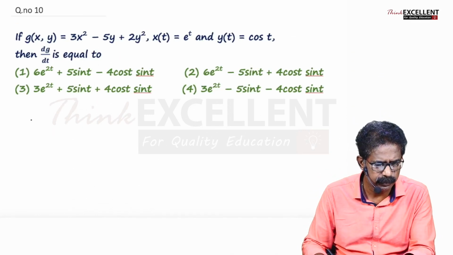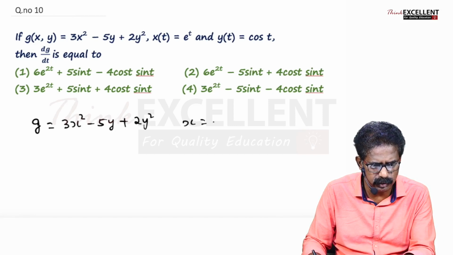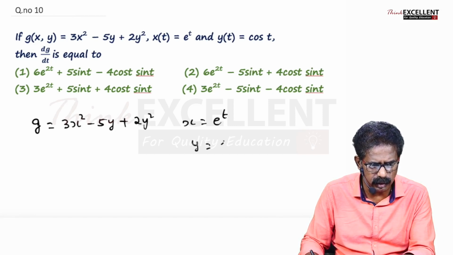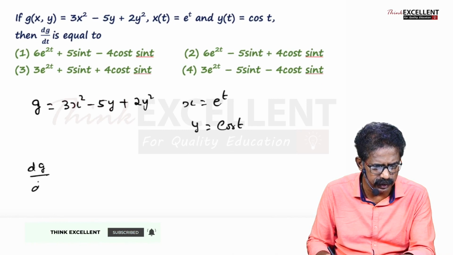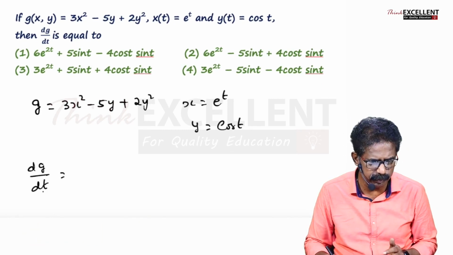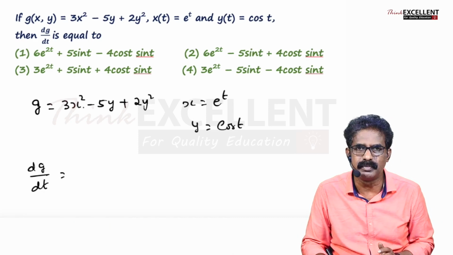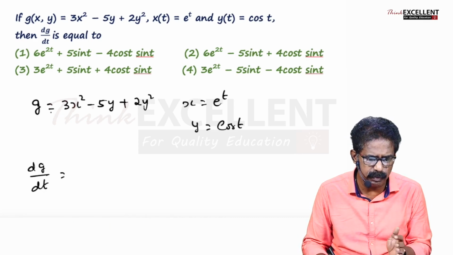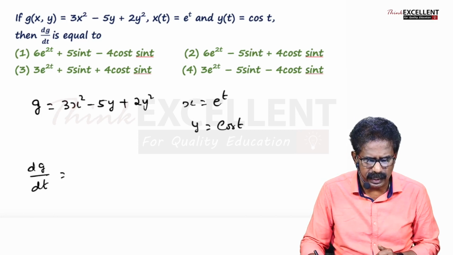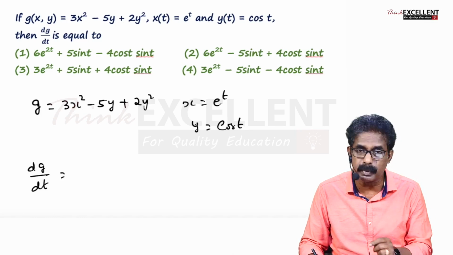Now question number 10. g of x, y, g equal to 3x square minus 5y plus 2y square, x equal to e raised to t, y equal to cos t. So what did they ask to find? dg by dt, right? Please listen here. dg by dt means you have to differentiate g with respect to t. But here g is not a function of t. g is a function of x and y, two variables, so you can find only partial derivatives. You can find dou g by dou x, dou g by dou y. x is a function of t, a single variable, so you can find the total derivative, right? So you can find dx by dt and dy by dt, right?